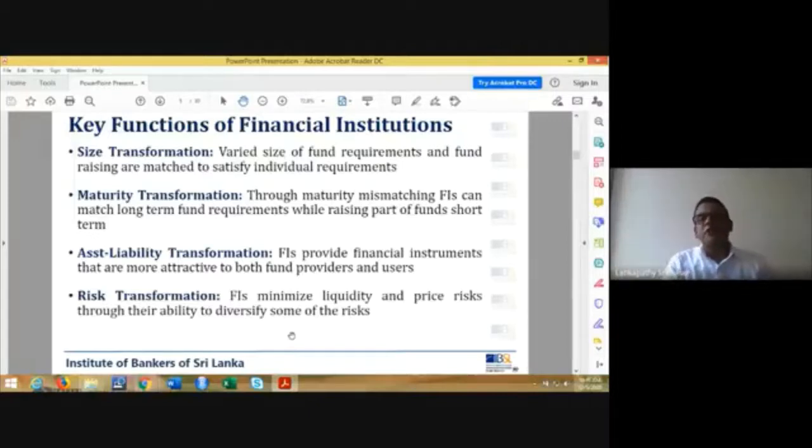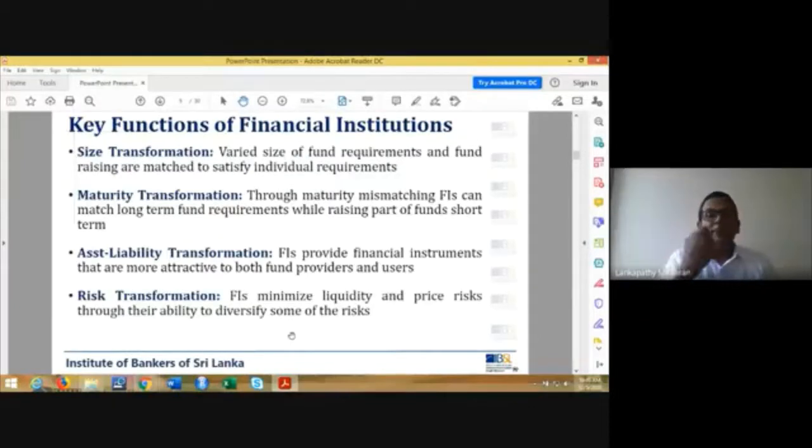So there will be a lot of practical issues. But finance institutions provide attractive instruments. For example, there's a large commercial bank. They are giving their deposit certificate to the surplus unit people and getting the fund.